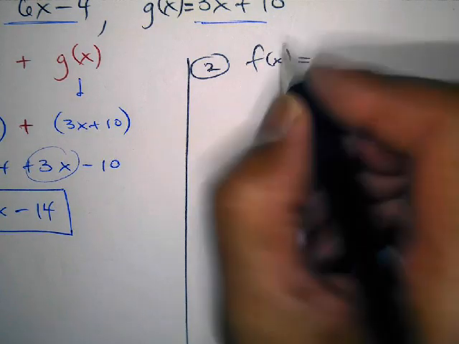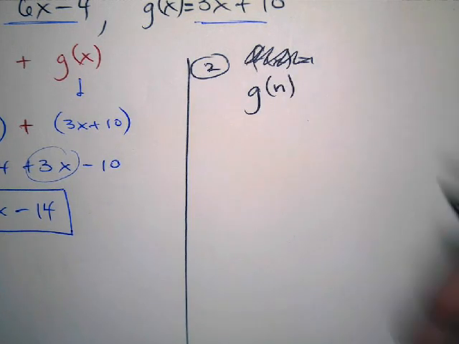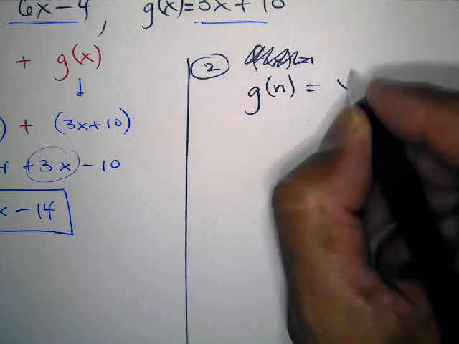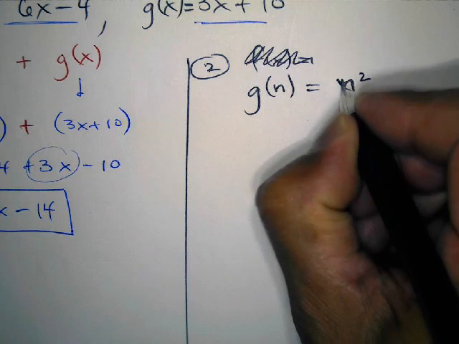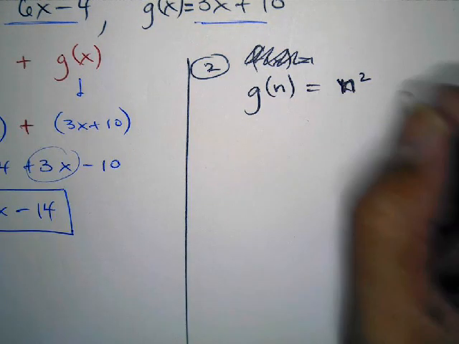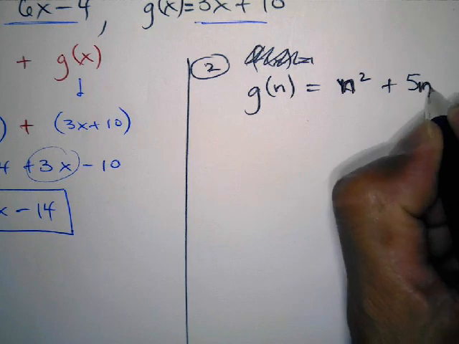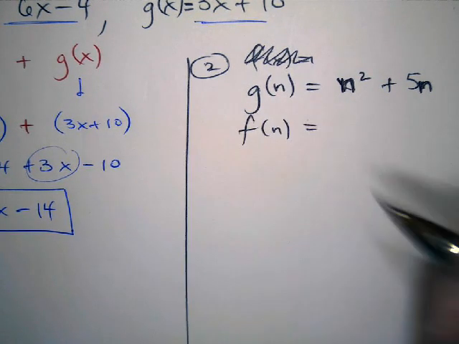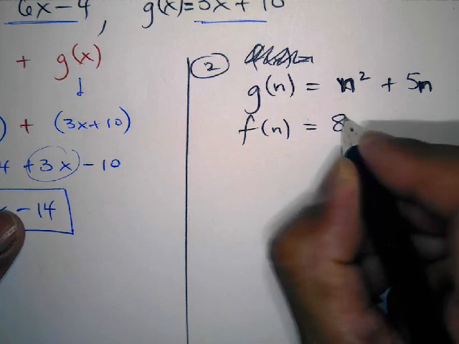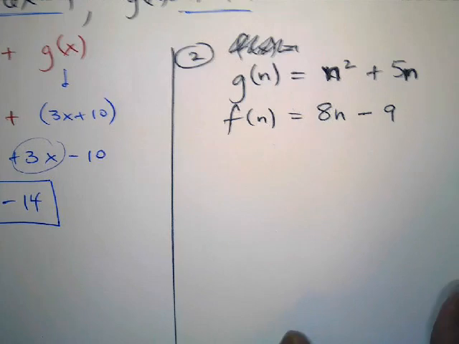F of x is equal to, you know what, I lied. It's not f of x. It is g of n. See, they'll try to trick you with changing the letters and stuff. Don't let that mess you up. G of n is equal to, oh, nice. N squared, that's an n squared, guys, sorry. N squared plus 5n, right, because the letter's n. N squared plus 5n. And they tell you that f of n is 8n minus 9.